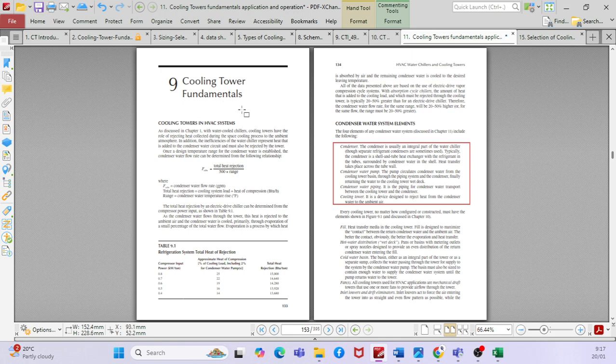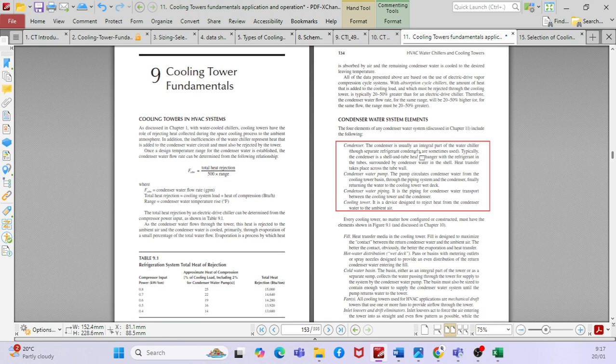This is the basic to understand the cooling tower package. Here you can see the condenser water system. Basically, when you have a chilled water system, as I told you before, there are two types of chiller: one is air cooled chiller, one is water cooled chiller. In an air cooled chiller, the condenser will be cooled by means of air, whereas in a water cooled chiller, the condenser will be cooled by means of condenser water.